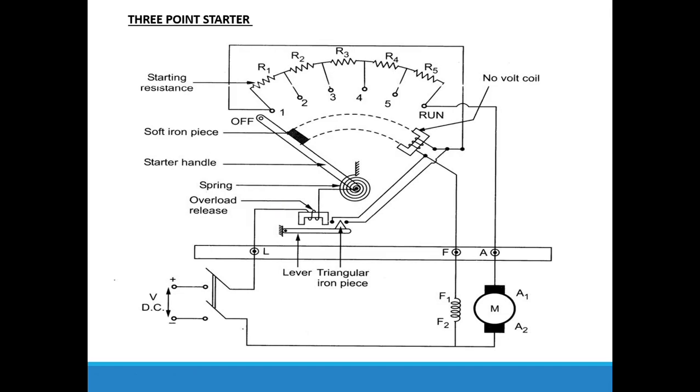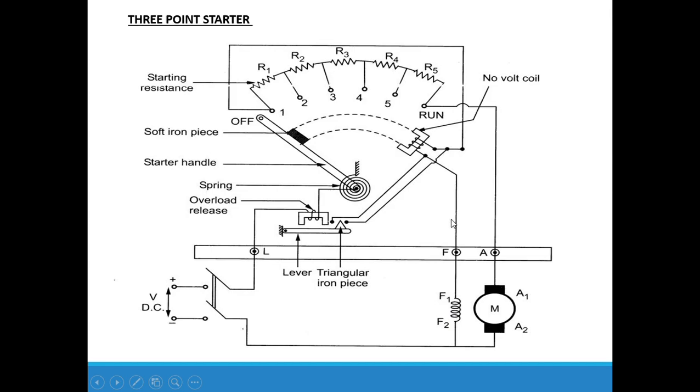As I said earlier, two protective devices are incorporated in the starter. One is NVR, another one is OLR. Let us see about NVR, no volt release coil. The NVR is an electromagnet. The coil is connected in series with the field winding.